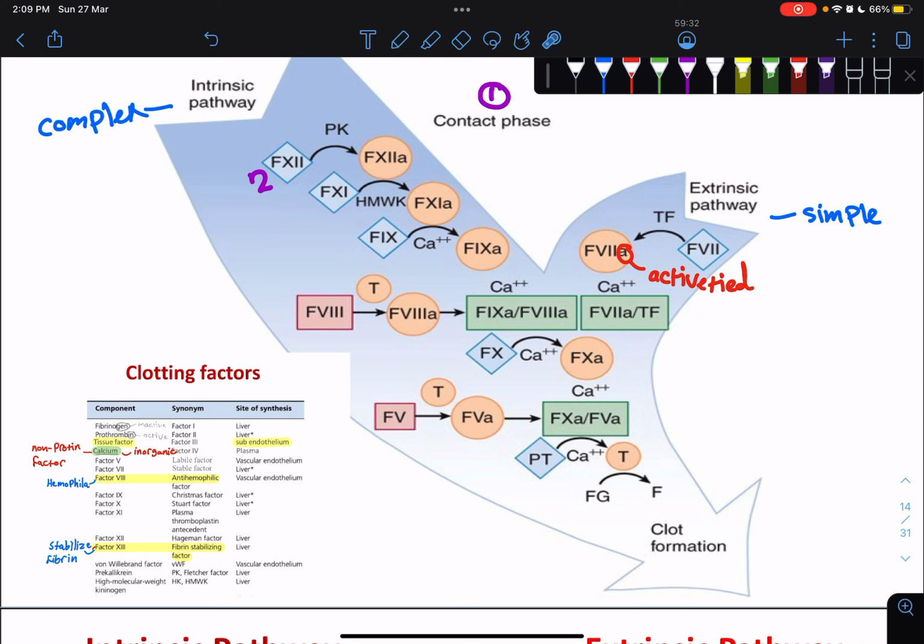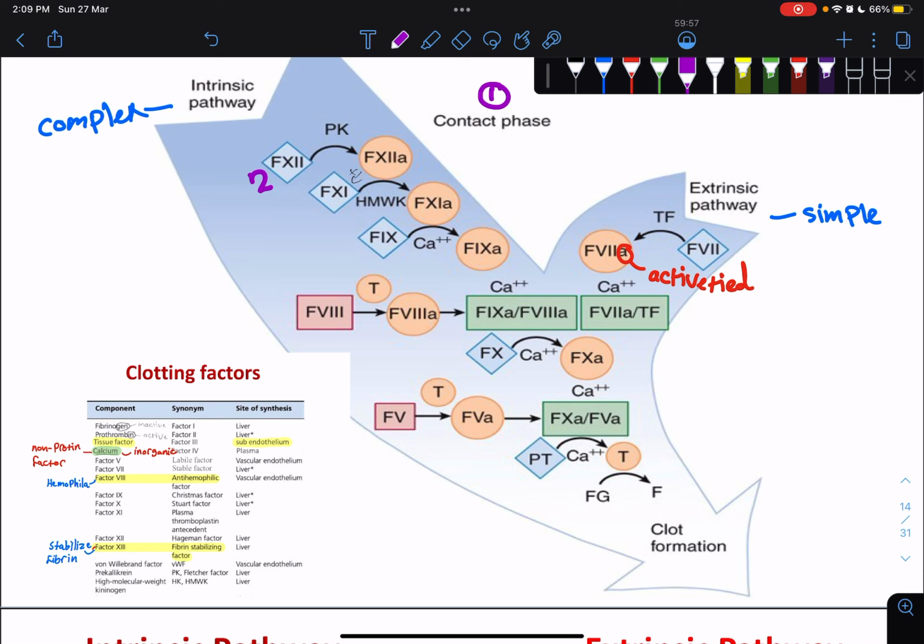Now, once factor 12 is activated, it's an enzyme now. It will activate 11 to 11A. But you also need one little thing, one more factor. And that is HMWK. This is also written in the list if you see. HMWK is also written. Yes. Okay? Alright, factor number 11 is formed. So 12 is activating 11. Okay?